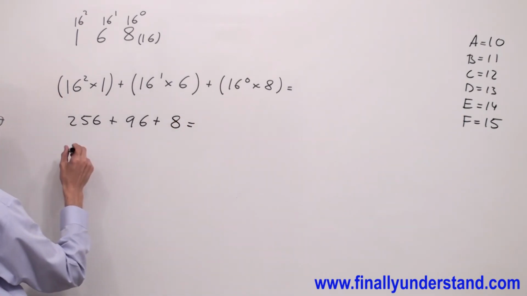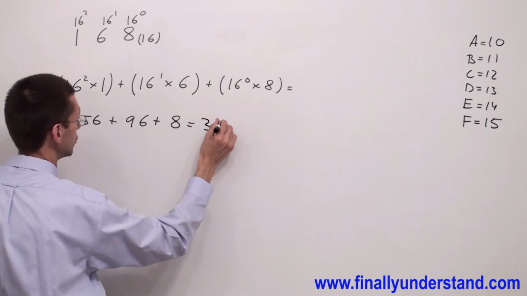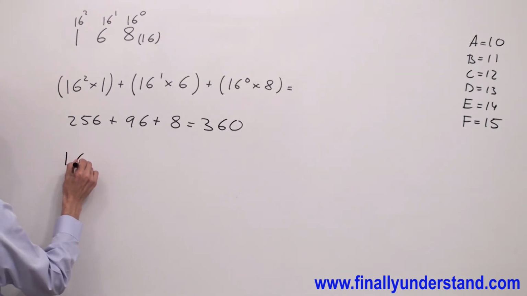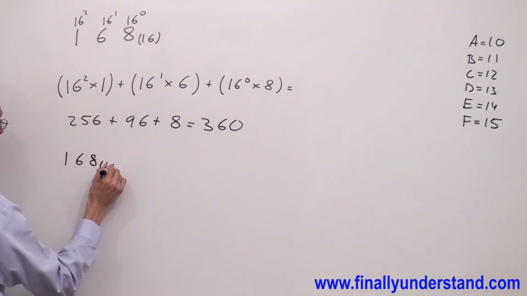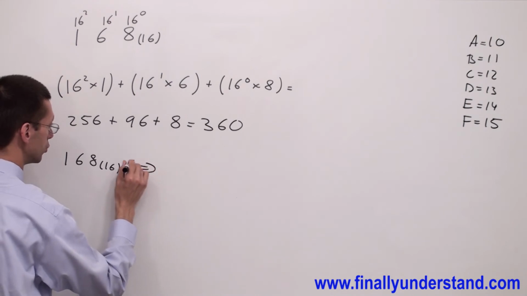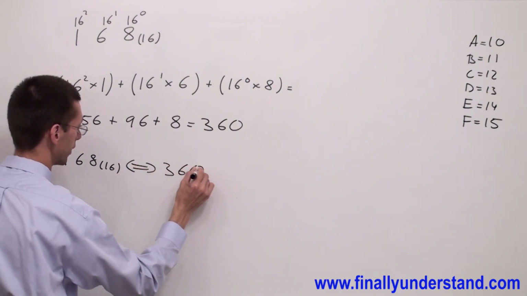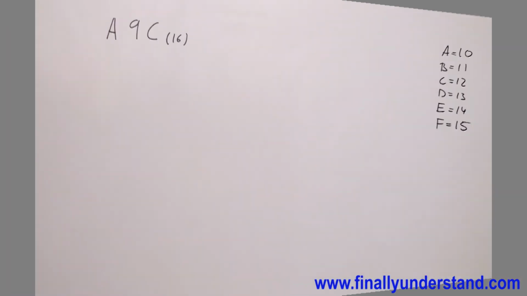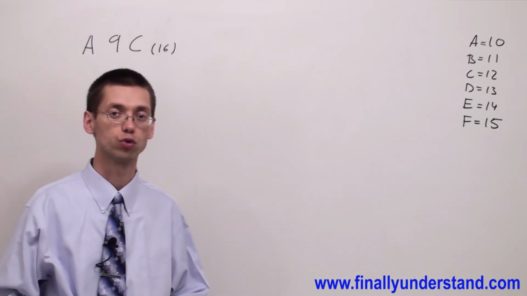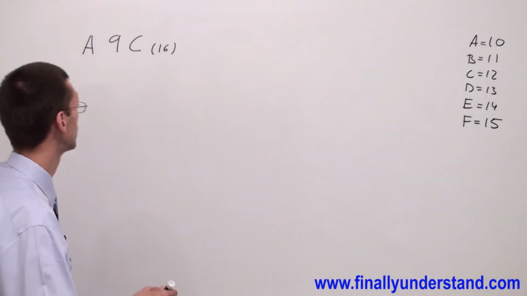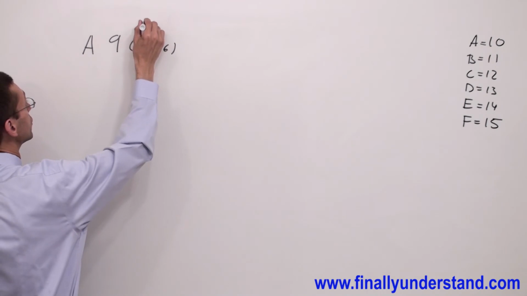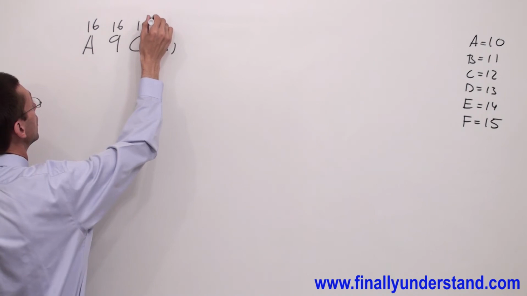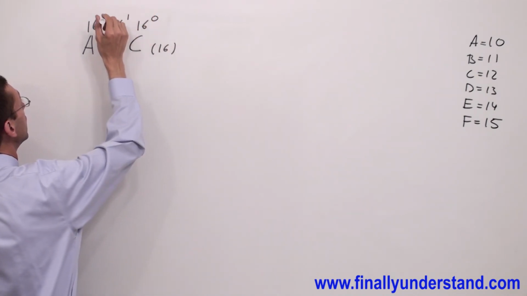Add them up, your answer is equal to 360. So I can say that 168 base 16 is equivalent to 360 of base 10. And this is the solution to my problem. Let's take a look at this example. Again, we're supposed to write the base over every single digit. So I have 16, 16, 16, and I'm supposed to add exponent 0, 1, 2.